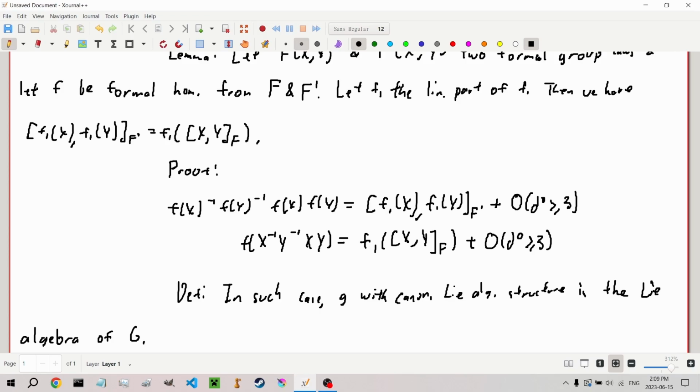Our lemma also gives that the construction of the Lie algebra of a group chunk is functorial.